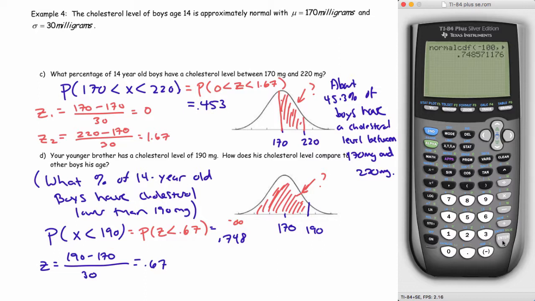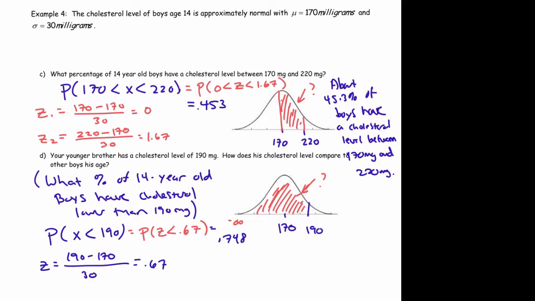You could switch the angle and say that your brother has a cholesterol level that's less than whatever the difference between 74.8% and 100% is. I think it's 25.2%. You could say his cholesterol is less than 25.2% of boys his age. That's another way of phrasing it. It says the same thing. The other thing you could say is he's in the 74th percentile. So I'm going to answer it that way. He is in the 74th percentile.